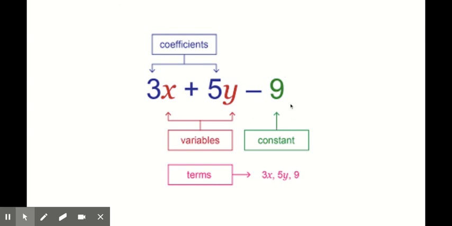9, on the other hand, is not multiplied by a variable, so that is not a coefficient, it's a constant. It stands on its own and it doesn't change. All of those, 3x, 5y, and 9, are terms. So each part of our expression here is a term.